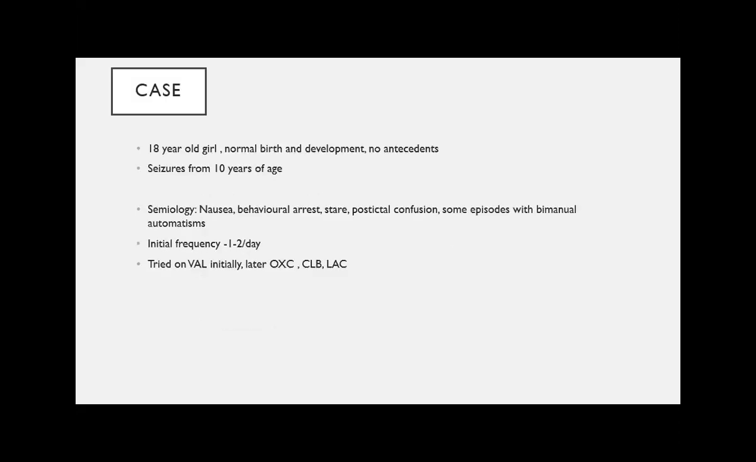Coming to a case, this is an 18-year-old girl with normal birth and development without any antecedents, who had seizures from 10 years of age. The semiology was nausea followed by behavioral arrest, stare, postictal confusion, and some episodes with bimanual automatisms, with an initial frequency of 1 to 2 per day. She was tried on valproate initially, later oxcarbazepine, clobazam, and lacosamide.